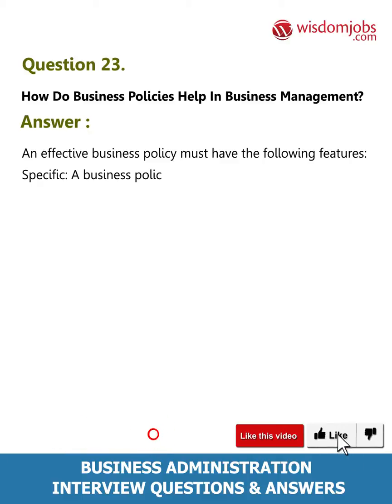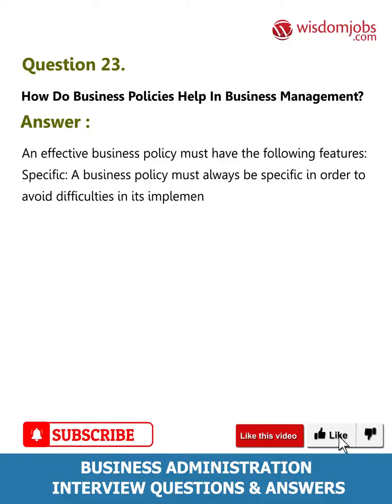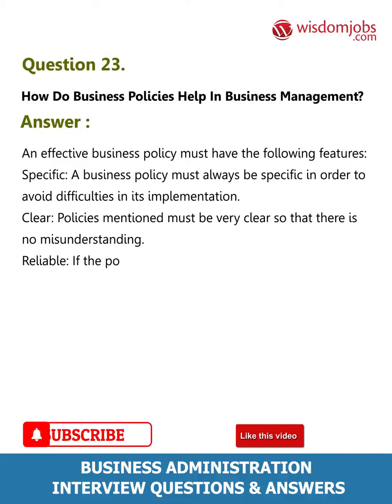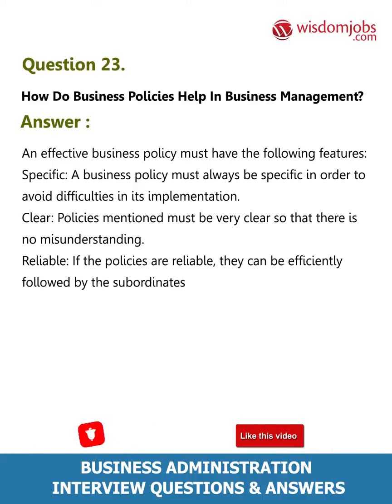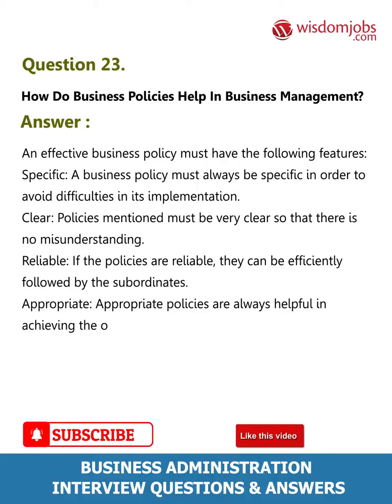A business policy must always be specific in order to avoid difficulties in its implementation. Clear. Policies mentioned must be very clear so that there is no misunderstanding. Reliable. If the policies are reliable, they can be efficiently followed by the subordinate. Appropriate. Appropriate policies are always helpful in achieving the organization's goals.